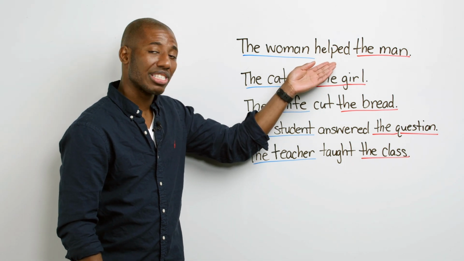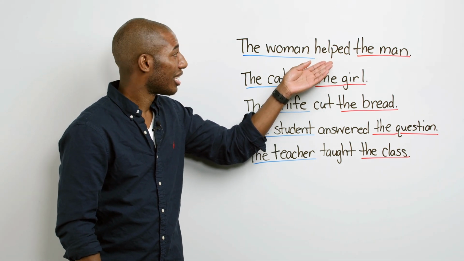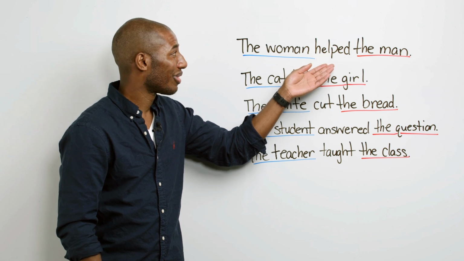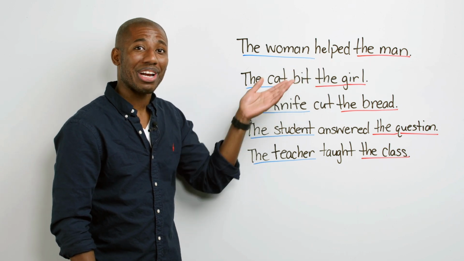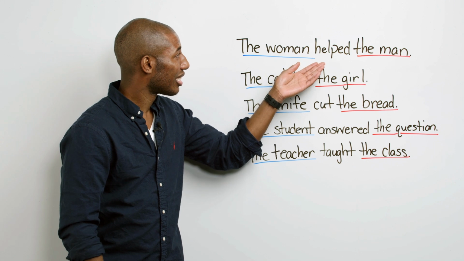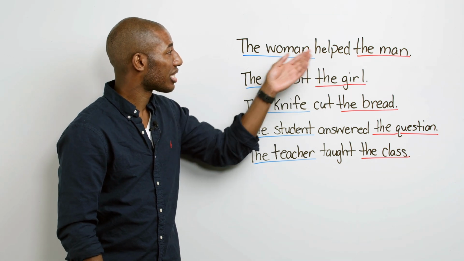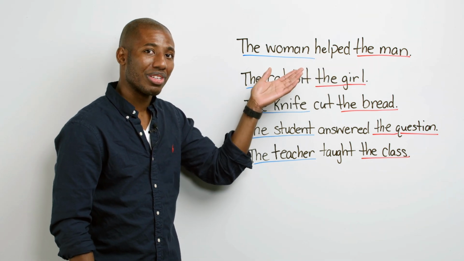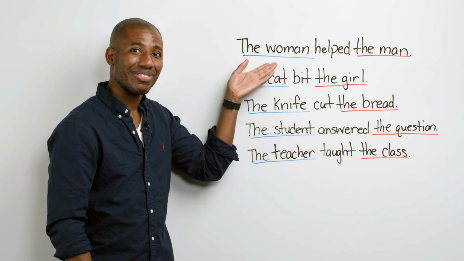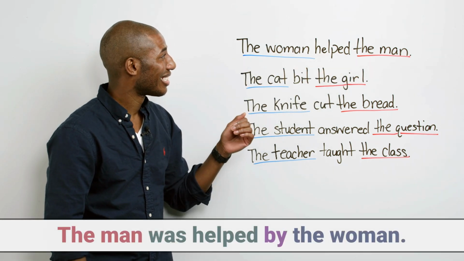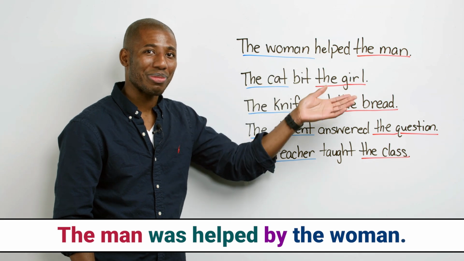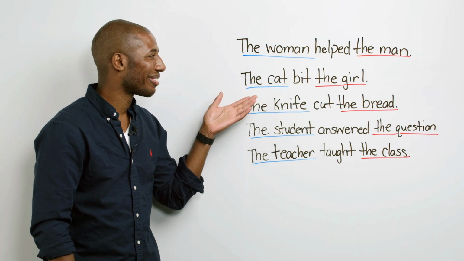We're going to now change this to the past participle, which luckily for us, the past participle is helped. Now we're going to add our to be verb, which is was. So the man was helped. By whom? The woman, which is now at the end of the sentence. The man was helped by the woman. Let's look at our next one.